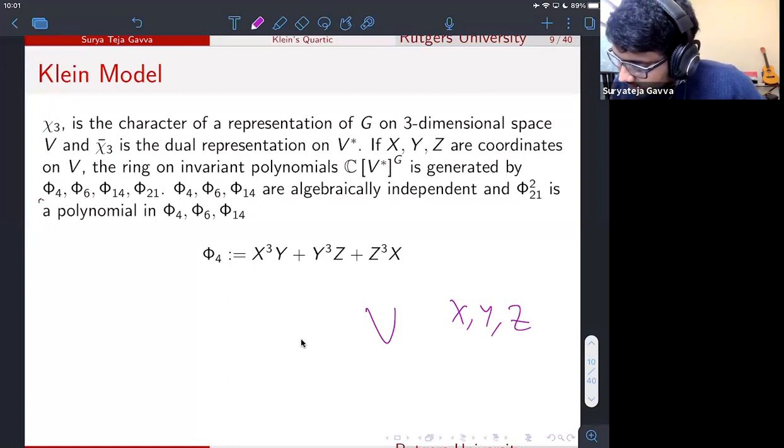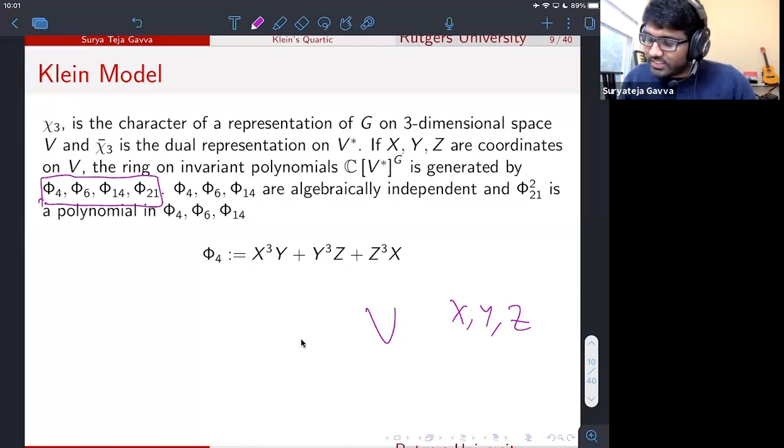In fact, all the invariant polynomials are generated by some four candidates: phi4, phi6, phi14, and phi21. And out of them, phi4, phi6, and phi14 are algebraically independent. So they're independent polynomials. And this last phi21 squared can be written in terms of the first three.